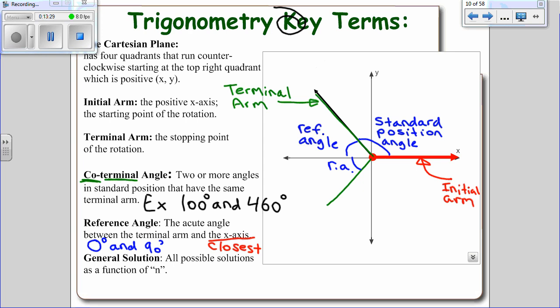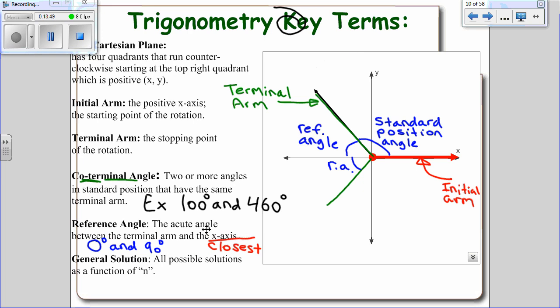Reference angles are basically what you've always been calculating, right? Every triangle we've ever had has always been between 0 and 90 because we always said it was a 90-degree triangle, kind of like that. So this is what we're used to. 0 and 90 is just acute. Some people just forget that the word acute means in between 0 and 90.